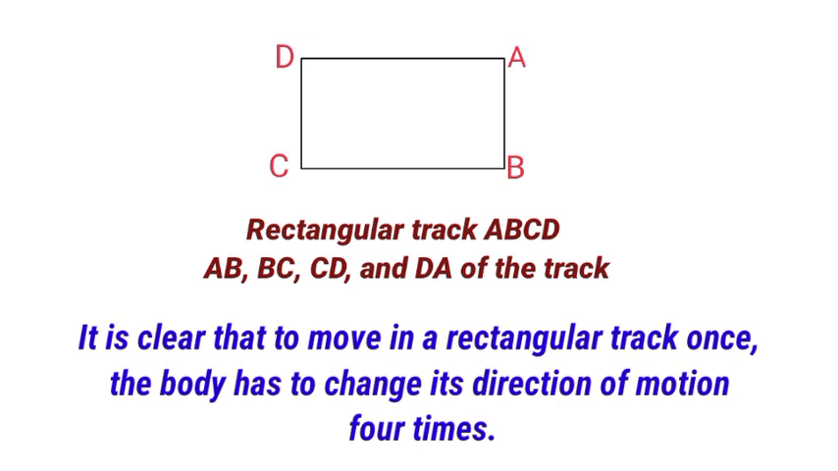How many times will the body have to change its direction of motion while it completes one round? It is clear that to move in a rectangular track, the body has to change its direction of motion 4 times. So on the rectangular track you can observe that at every point the velocity is changing because there is a change in direction.